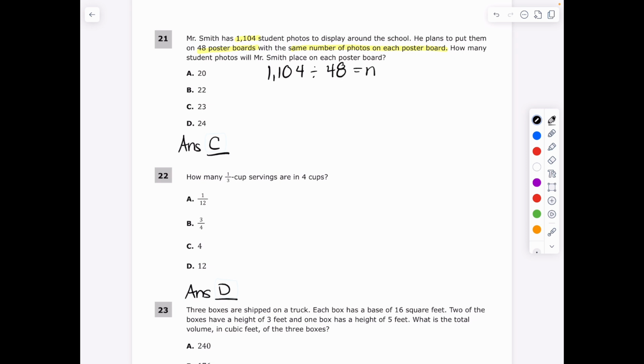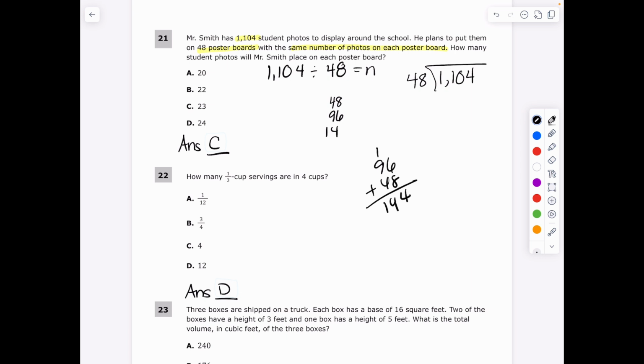So this is just division with a 2-digit number. Give myself some space. And I'm also gonna just do a little bit of skip counting on the side by 48. I know the next one would be 96. And 96 plus 48 gives me what? 144. Okay, so I just wanted to give myself a little bit of a head start when I'm going in.